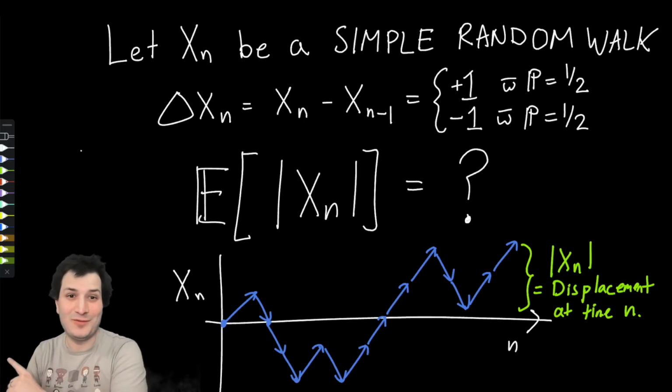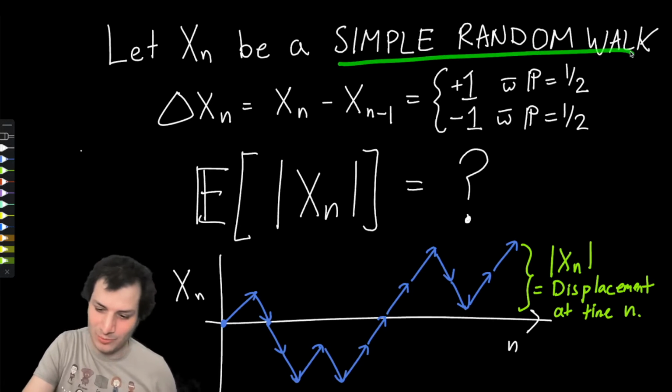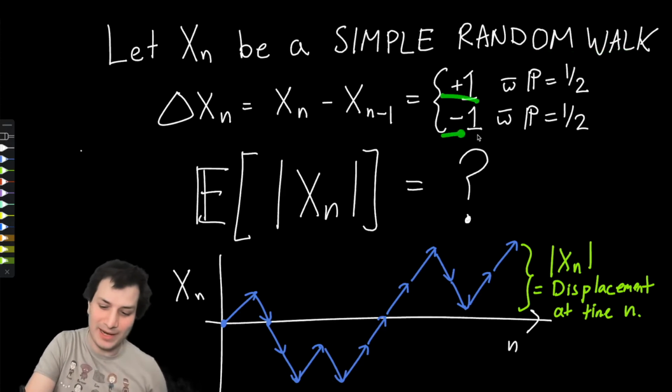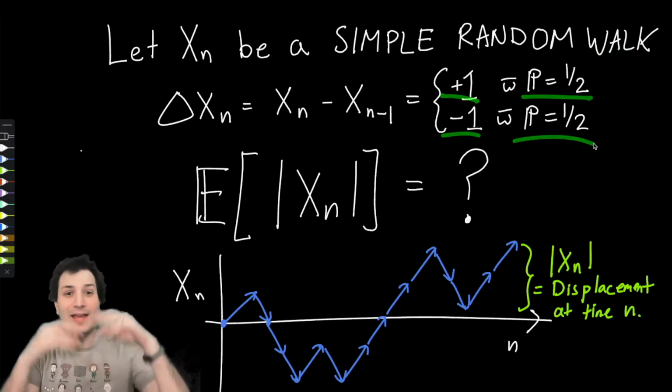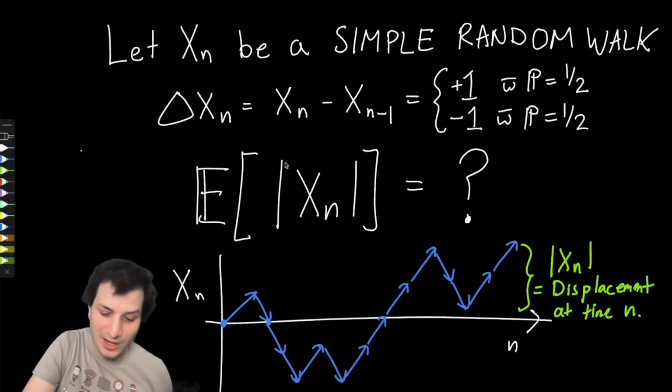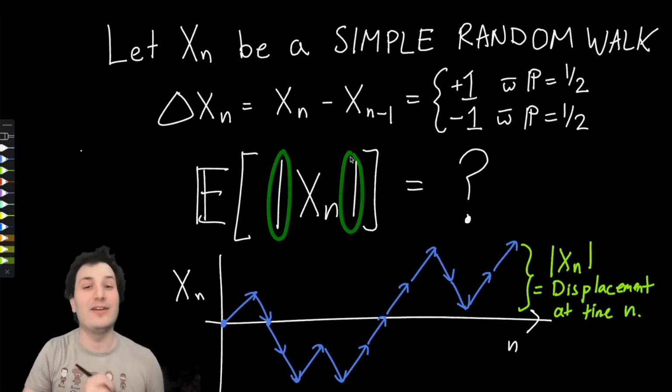This video is going to answer a very simple question about a simple random walk, and that's a random walk that takes steps either +1 or -1 with equal probability in discrete time. And we're going to answer the question, what is the expected value of the absolute value of Xn?